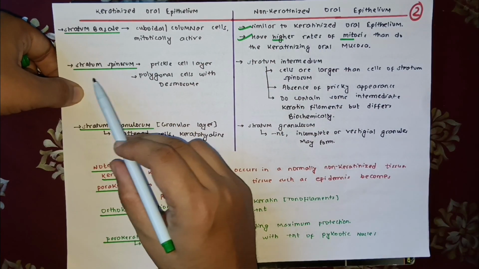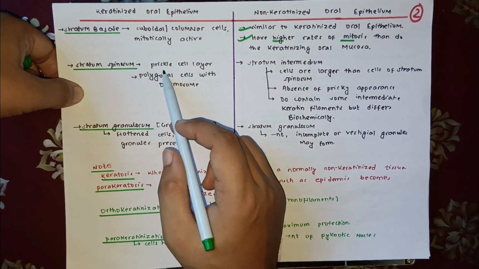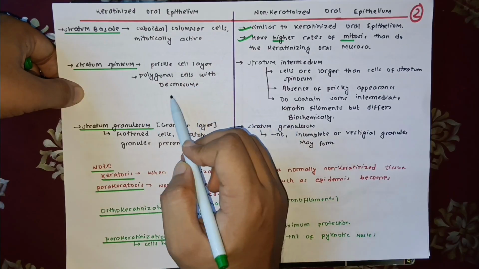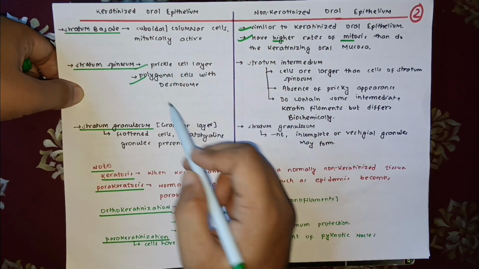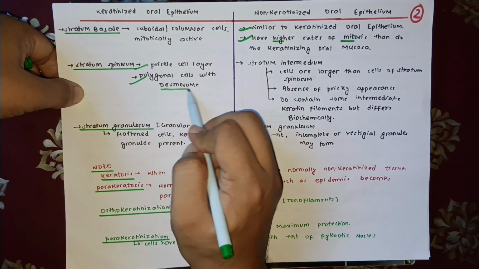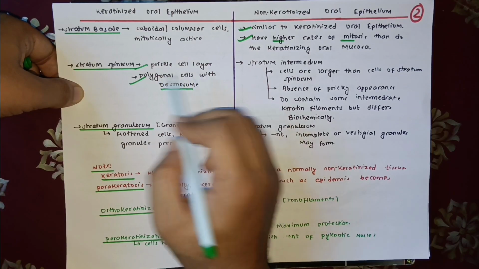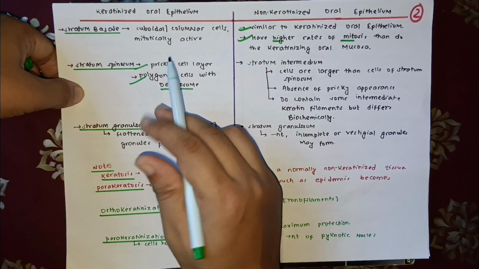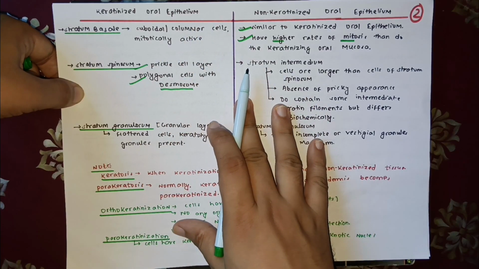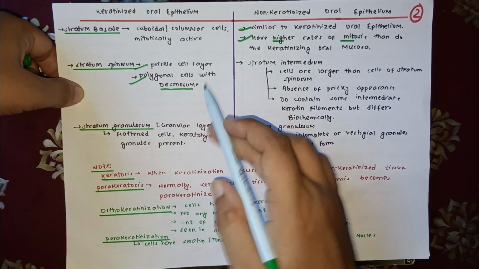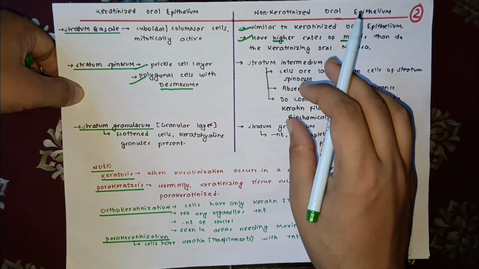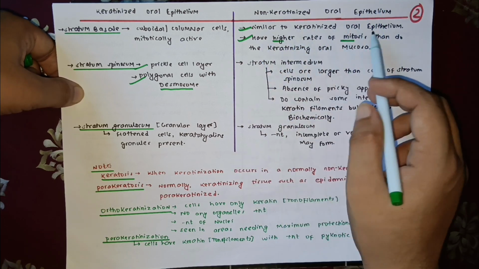After that, the stratum spinosum, the prickle cell layer. Polygonal cells with desmosomes are there in the stratum spinosum in keratinized oral epithelium, and we have discussed this in detail in the previous video. I think you have watched that video. Stratum spinosum is absent in the non-keratinized oral epithelium.